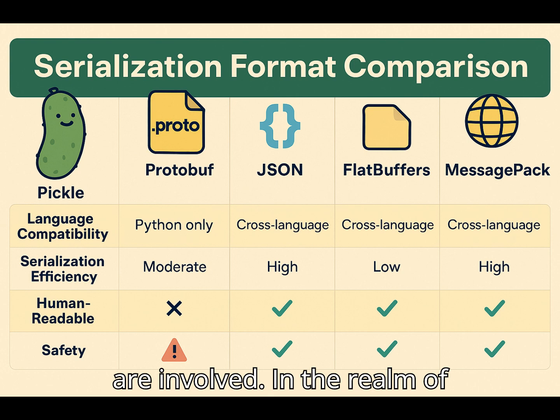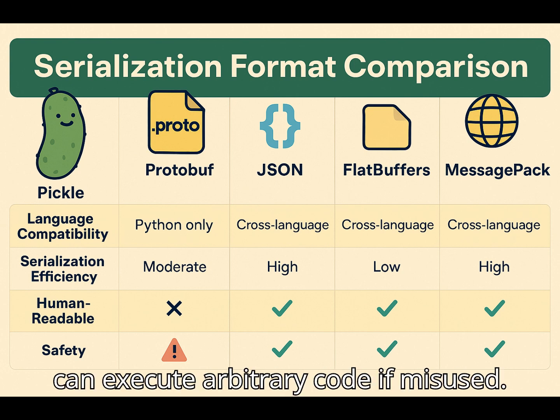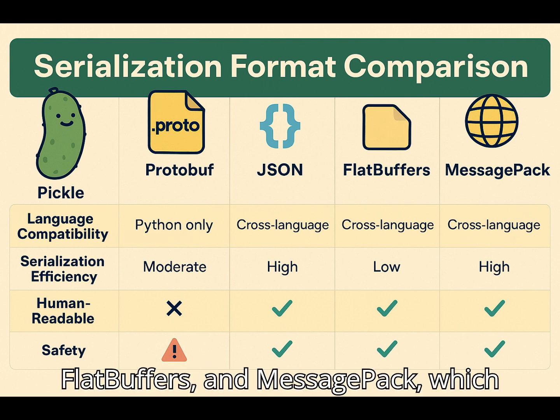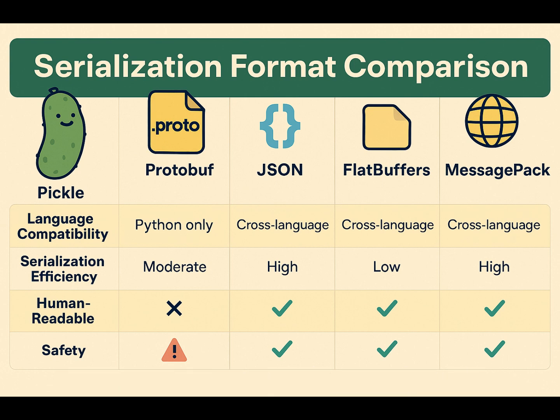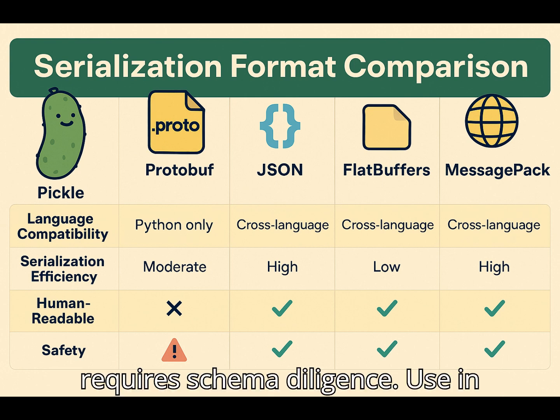Security. In the realm of security, Pickle has limitations. It can execute arbitrary code if misused. Safer bets include JSON, FlatBuffers, and MessagePack, which focus on data-only transfers. Protobuf, while structured and secure, requires schema diligence.